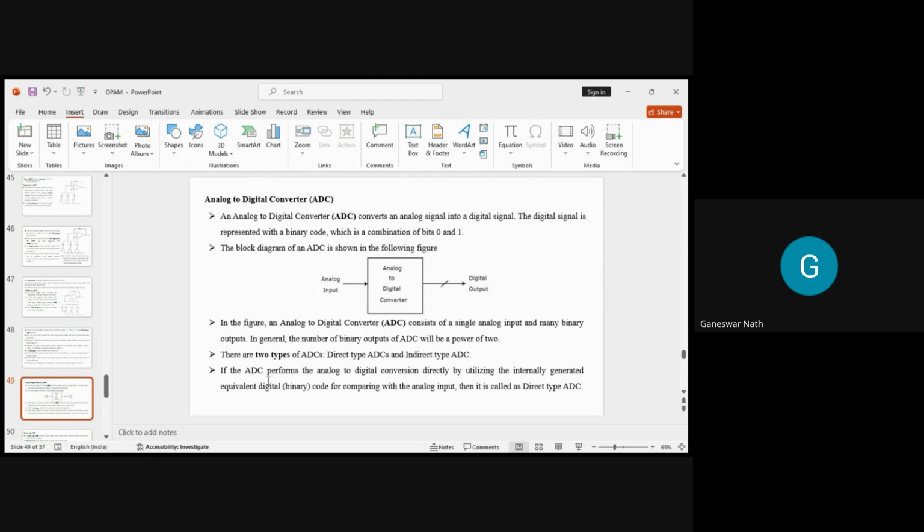If the ADC performs the analog to digital conversion directly by utilizing an internally generated equivalent digital code for comparing with the analog input, then it is called the direct type. All of you remember that when it converts directly by utilizing the internally generated equivalent digital code for comparing with the analog input, it is called the direct type.